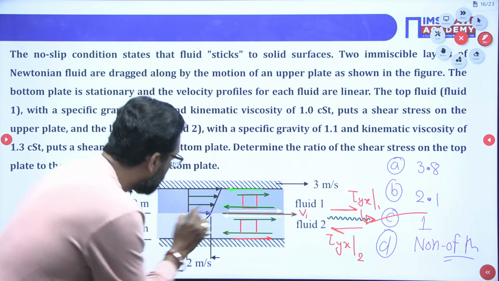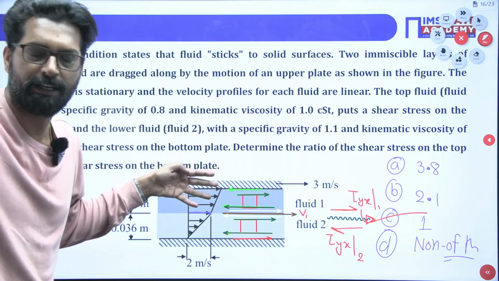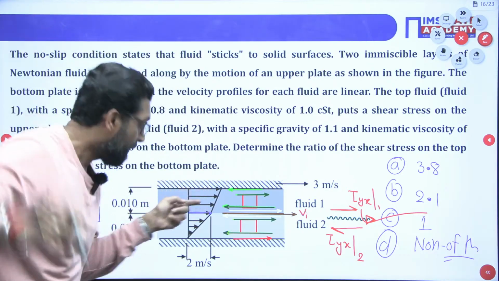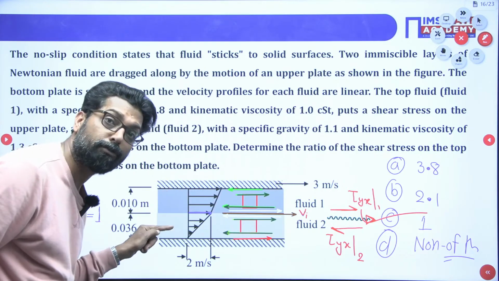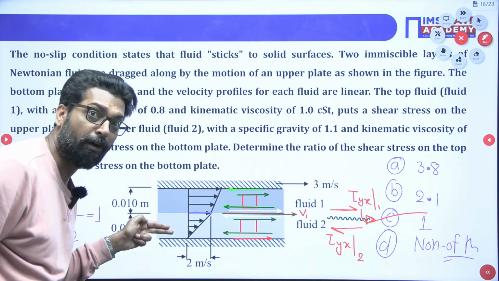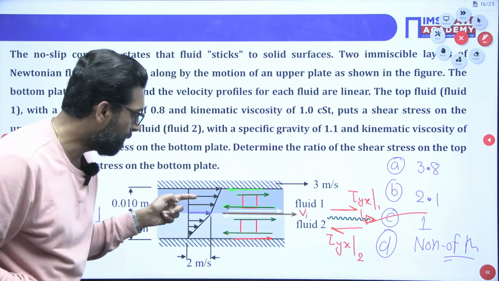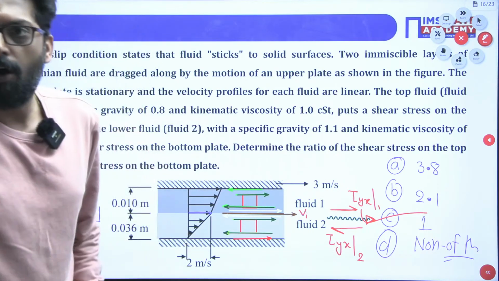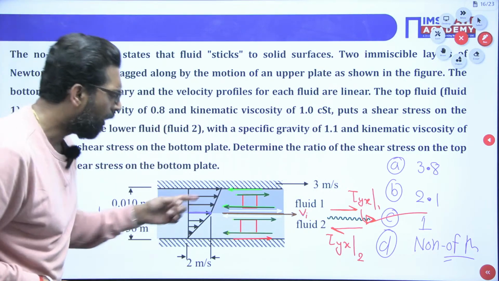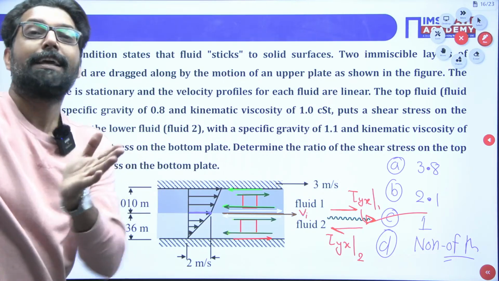Why? Because if there is the same fluid, then the velocity is continuous. But here there are different fluids, that means different viscosity, so velocity is not continuous. Both have different velocity, and each has its own viscosity. That means, sir, if all the layers have different velocity, then how is shear stress defined?